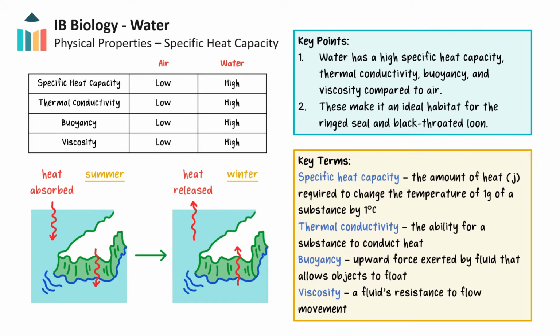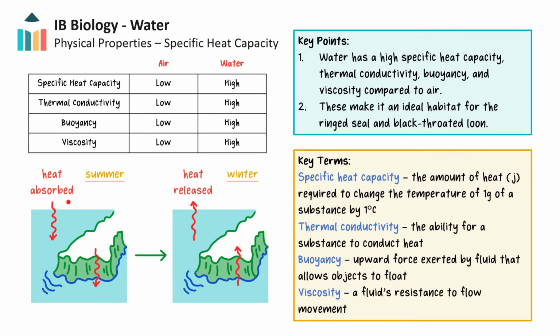The specific heat capacity of a substance is the amount of heat required to change the temperature of a substance by 1 degree Celsius. The practical effect this has is that it reflects the amount of energy a substance can absorb.